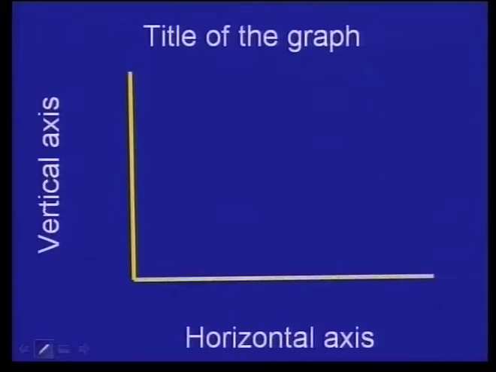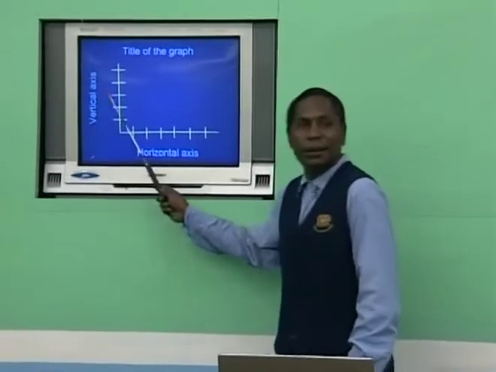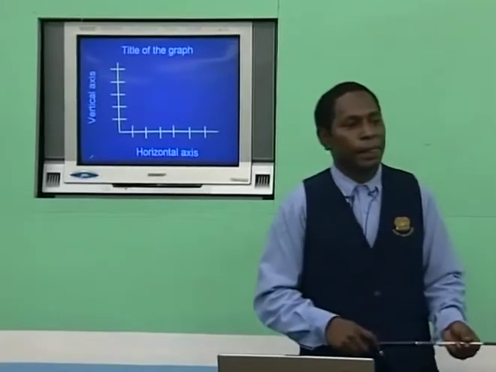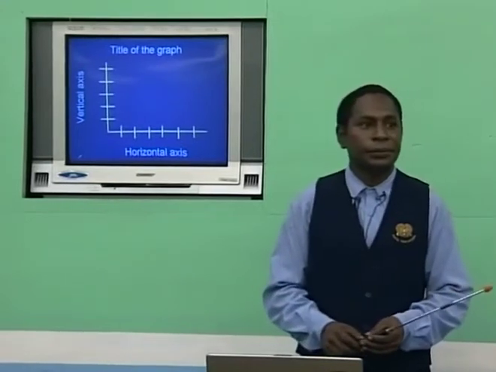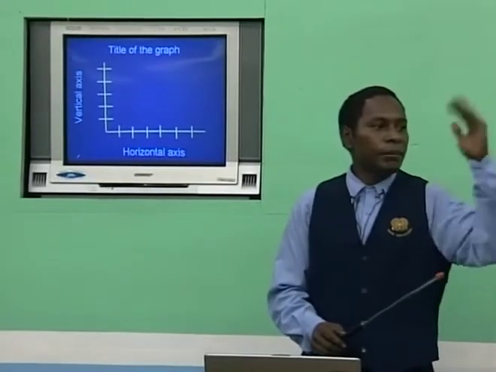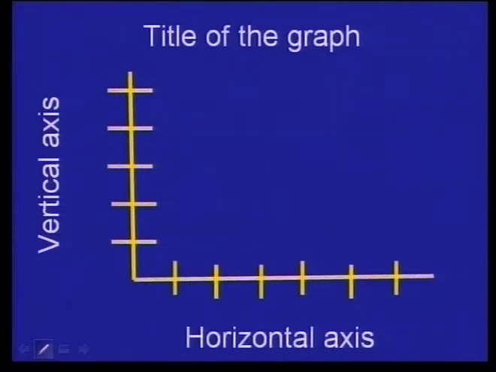Then on the scales, you will see little bits and pieces of things going all over the place like that, along the horizontal axis and along the vertical axis. Anybody know what these are called? Samwell. Strokes. Thank you. They are strokes. Those strokes have their names.